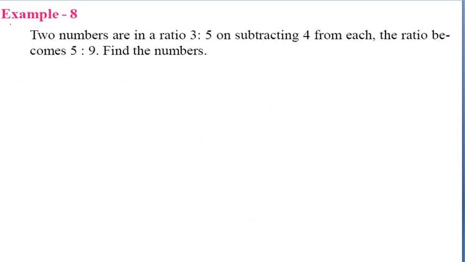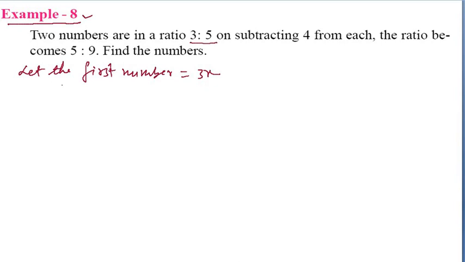Now come to example 8. Two numbers are in the ratio 3 is to 5. On subtracting 4 from each, the ratio becomes 5 is to 9. So first number, let the first number be equal to 3x because the ratio is 3 is to 5. And the second number will be equal to 5x.